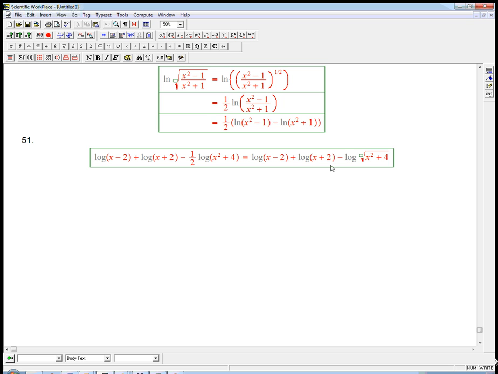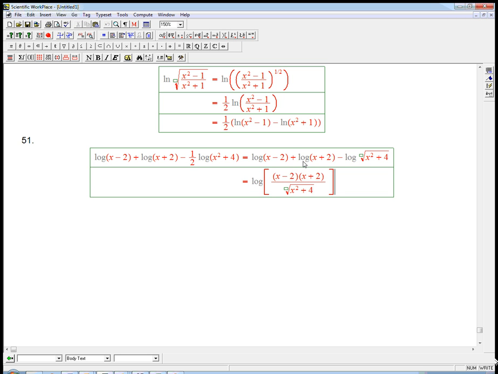Now we just have a sum or difference of logs with nothing in front, and that's where I can use my basic rules. This is multiplication. Use big old square brackets here. That's the product, and then it's all divided by x squared plus 4.